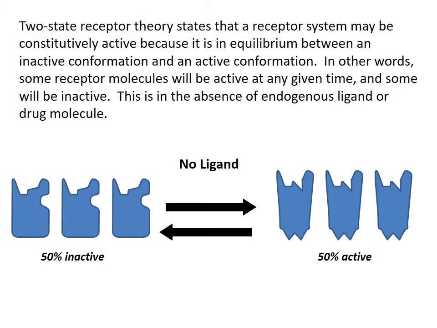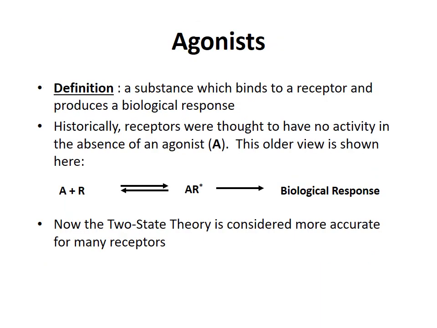And don't worry too much, we're going to build on this, or at least try to give more examples of this. Okay, so why don't we formally define this agonist term. An agonist is a substance which binds to a receptor and produces a biological response. Historically, receptors were thought to have no activity in the absence of an agonist, and that older view is shown here. So this is considered less accurate now.